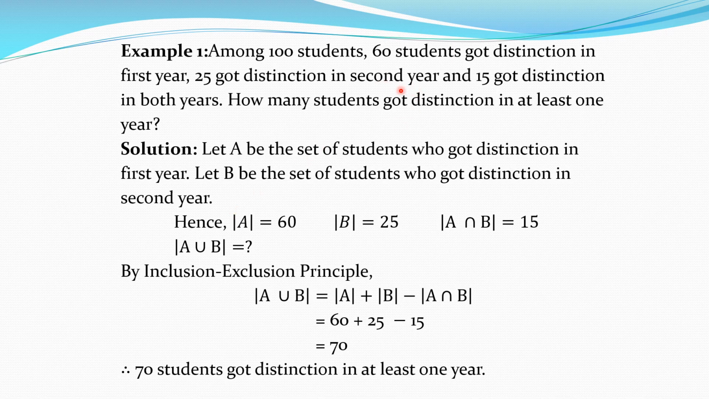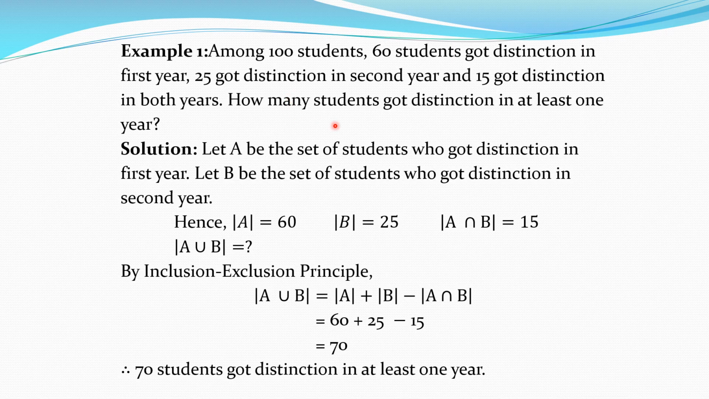Similarly, 25 got distinction in second year. So second year means that set is B. So cardinality of B is 25. And 15 got distinction in both years means 15 students got distinction in first year as well as in second year. So 15 students are present in A as well as in B. It means cardinality of A intersection B is given as 15.